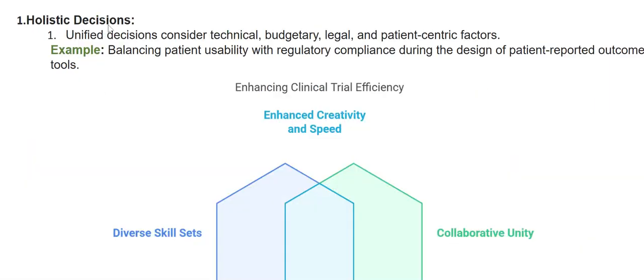Holistic decisions: unified decisions consider technical, budgetary, legal, and patient-centric factors. Example: balancing patient usability with regulatory compliance during the design of patient-reported outcomes tools. Here we have a diagram of enhancing clinical trial efficiency: enhanced creativity and speed, diverse skill sets, and collaborative unity.